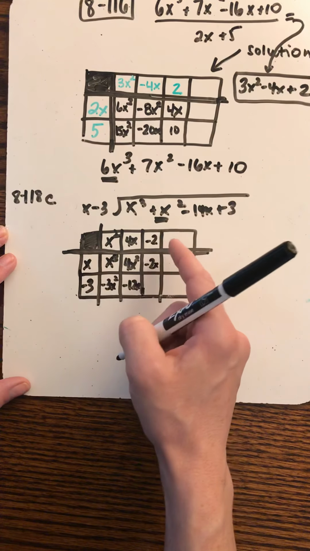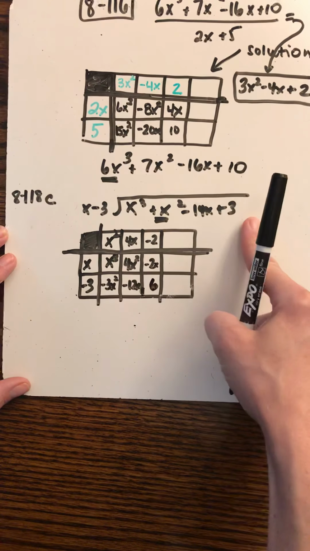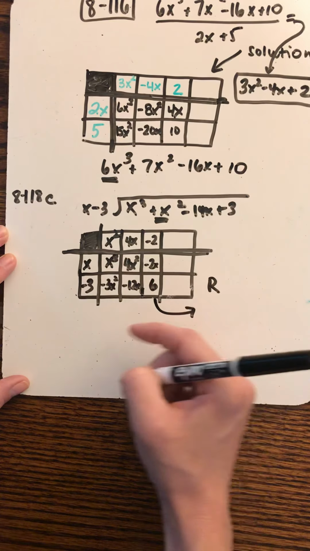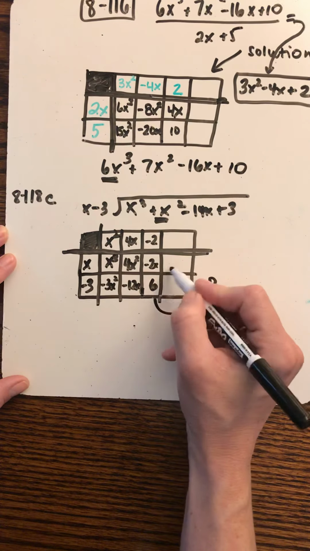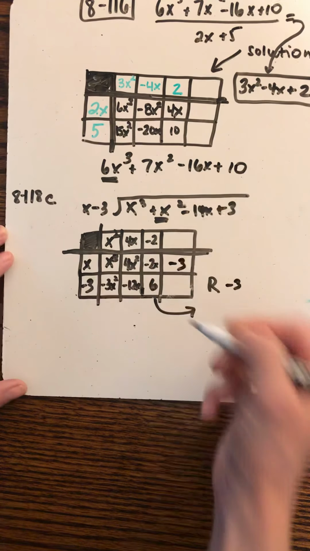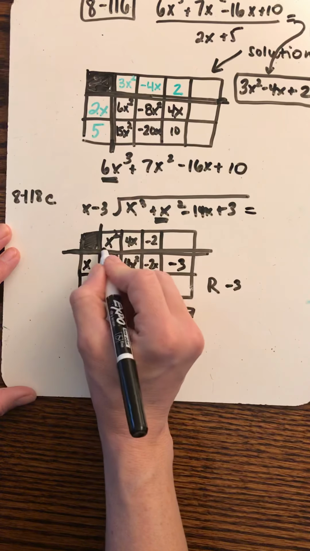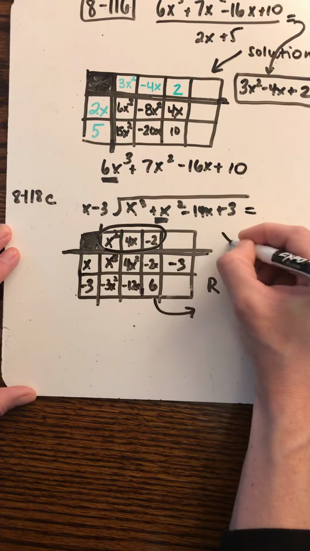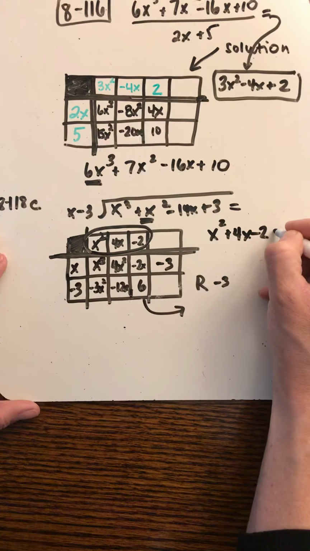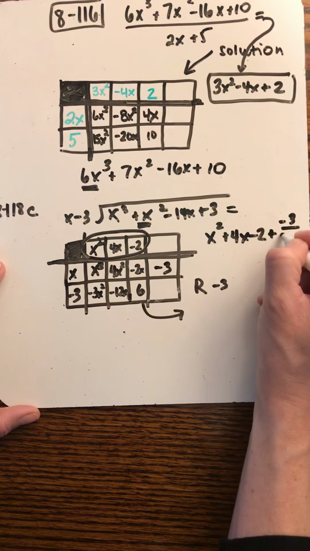Now watch what happens here. Negative 2 times 3 is 6. But I wanted a 3 as my constant term, which means I have a remainder. The remainder is basically what do I need to add to 6 to get 3? Well, in this case, it's negative 3, and it goes in that last column. So how do we write an answer with the remainder? We write what's on top, same as before, x squared plus 4x minus 2, and then we add our remainder, negative 3, over what we're dividing by.